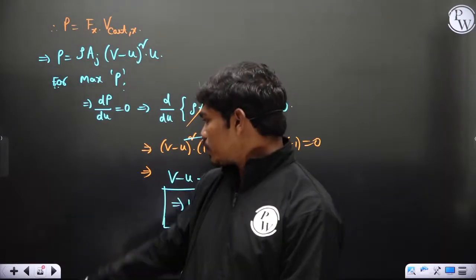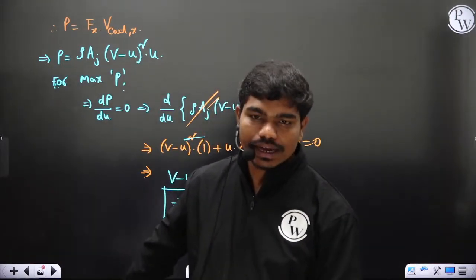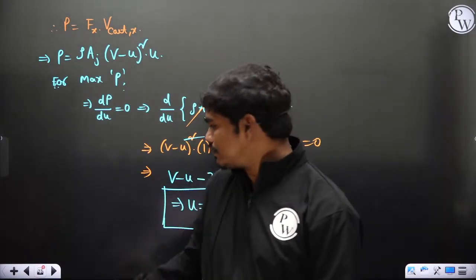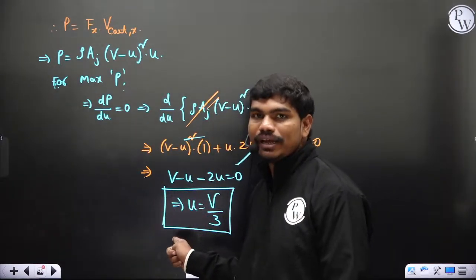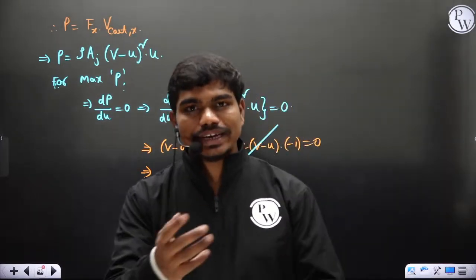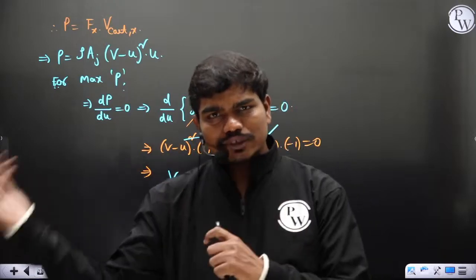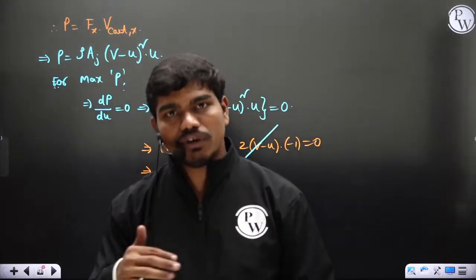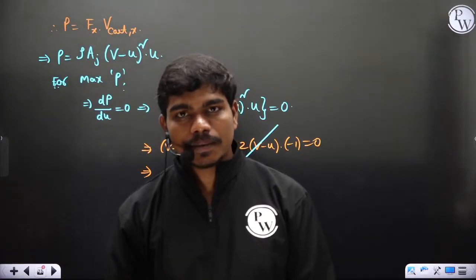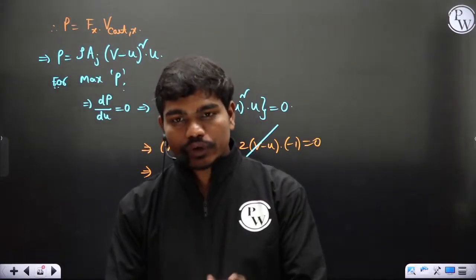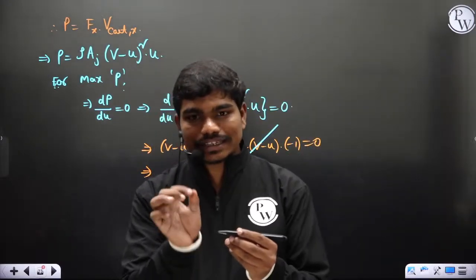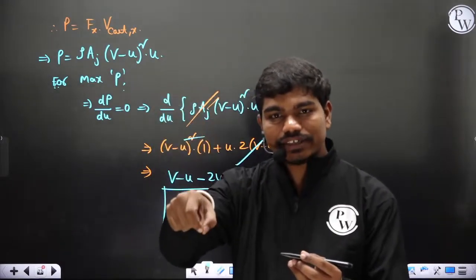You can ask me, how do you know this is maximum? It can be minimum also. If you calculate the second derivative, at this value of u it is going to be negative, so the power is maximum. Do you know why the first derivative has to be 0, and the second derivative has to be positive or negative? You know it happens by default, but do you know why? If the first derivative is 0, you get a stationary point.